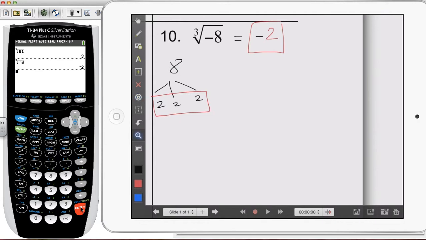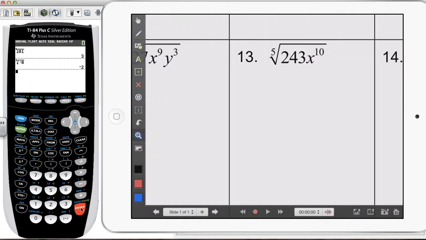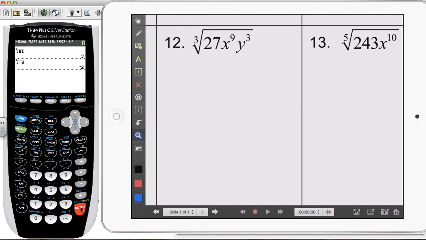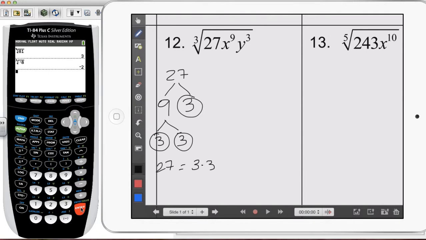Now let's move on to number 12, the cubic root of 27x to the 9th, y to the 3rd. You can think of each one separately. First, let's think of the cubic root of 27. 27 is 9 times 3. Circle the 3. And 9 is 3 times 3. So the prime factorization of 27 is 3 times 3 times 3. Since the index is 3, anything in groups of 3 will leave the radical. I have one group of 3 terms, 1, 2, 3.